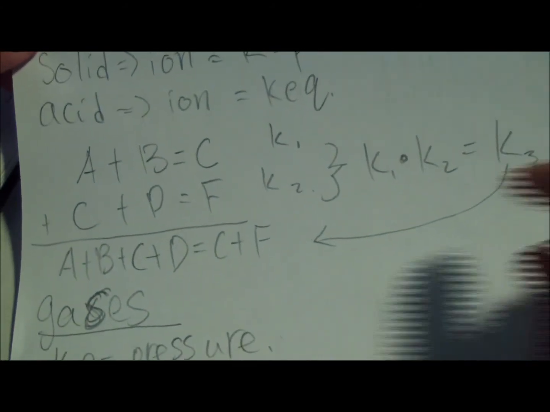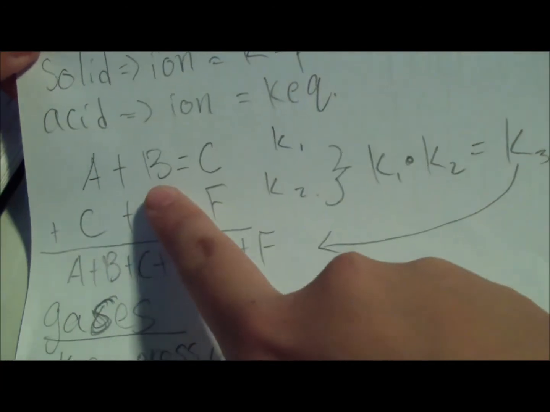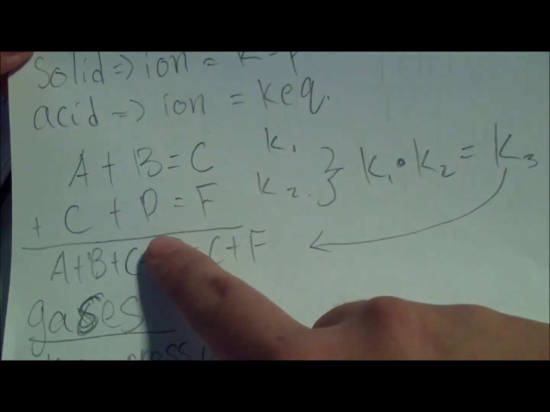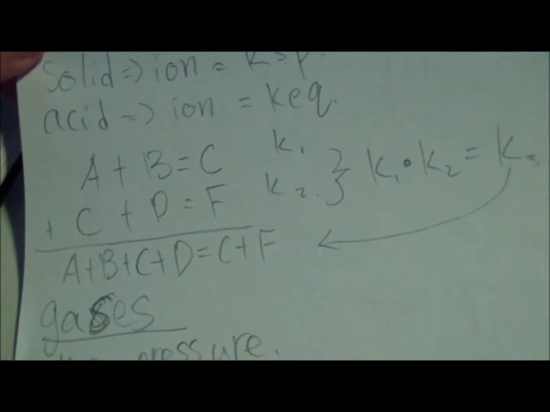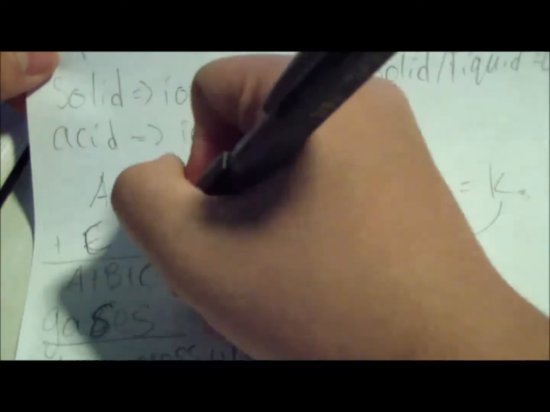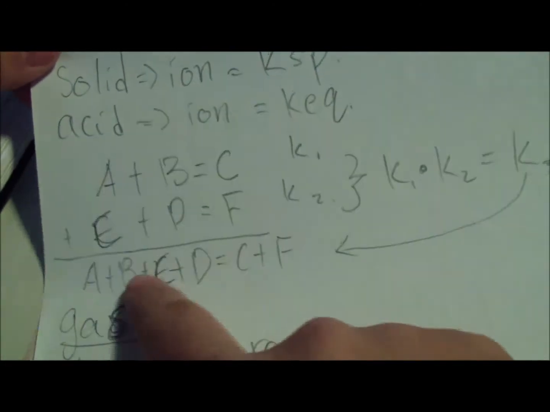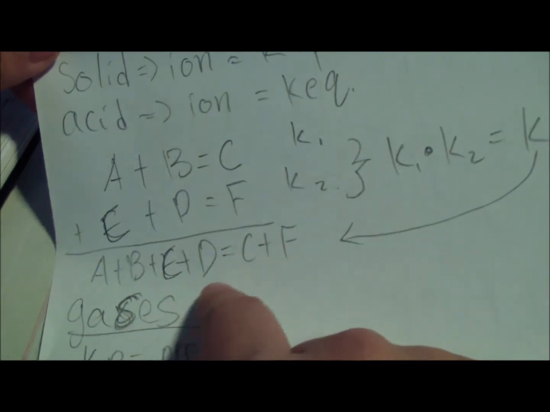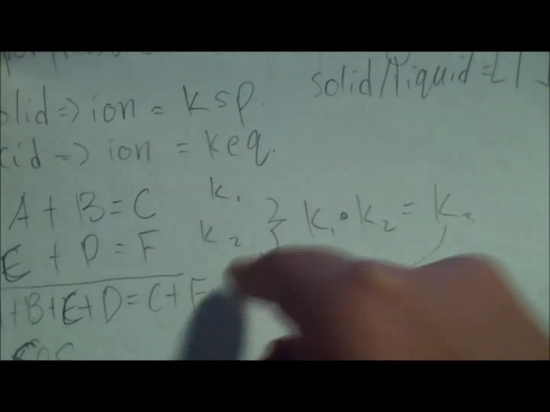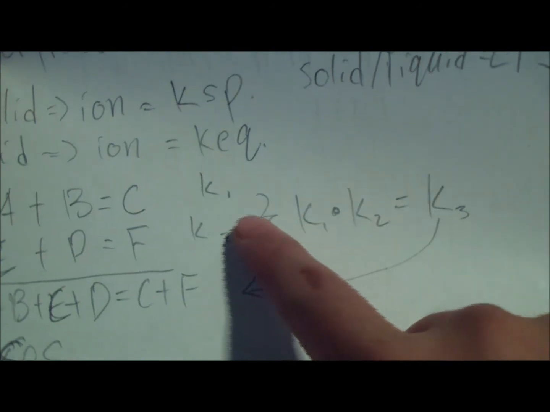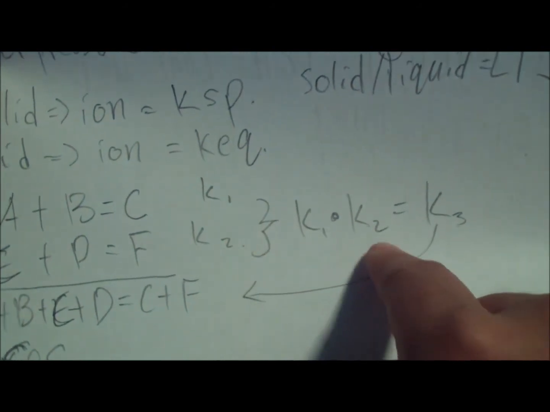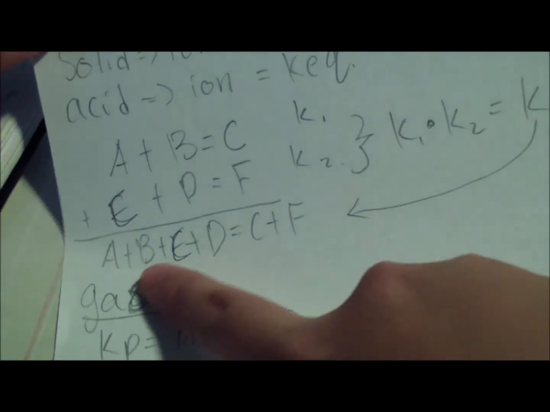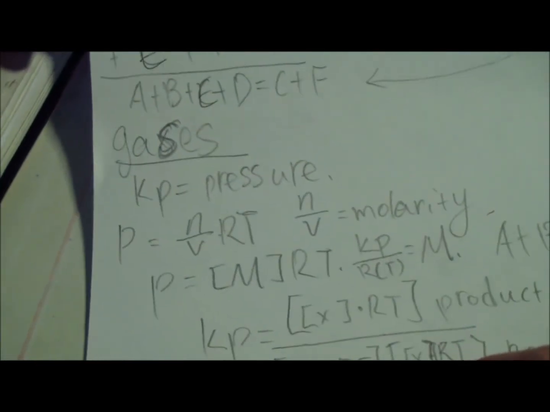Right here we have the K value for reaction 1 and the K value for reaction 2. So A plus B equals C, and then, oops, I labeled it wrong, let's put E: E plus D equals F. If you add them together, A plus B plus E plus D equals C plus F, you multiply the constant values: the K from K1 times the K from K2 equals K3, which would be this reaction.